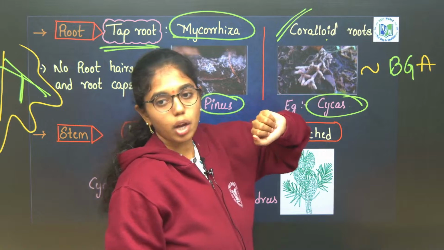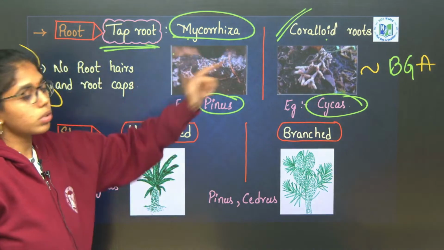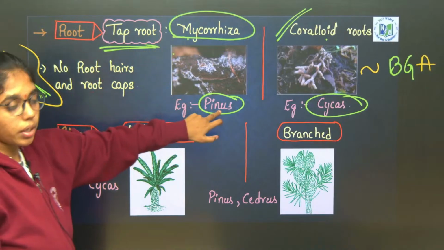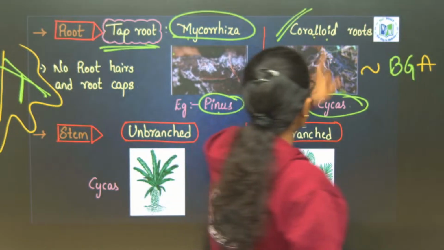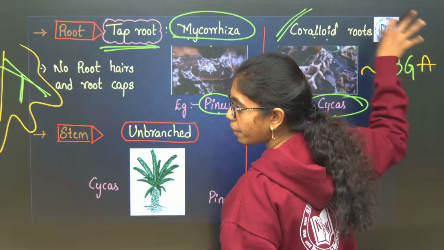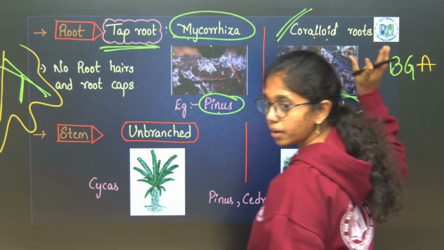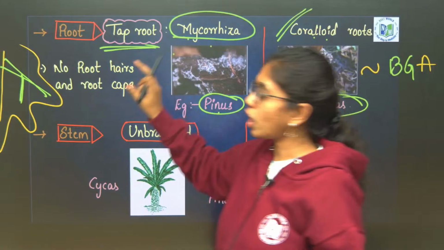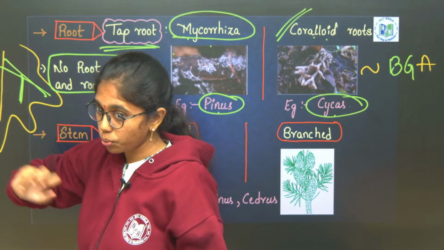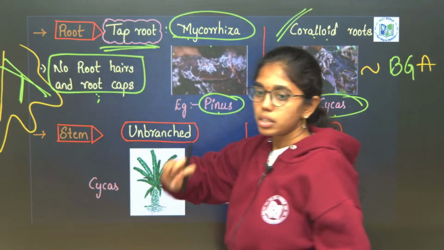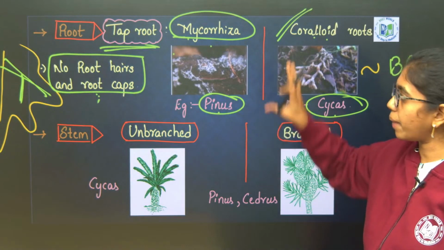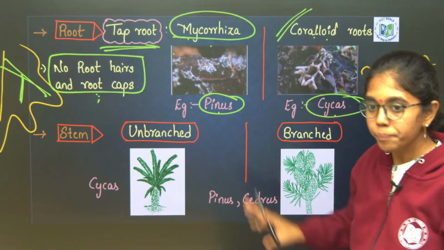This is coralloid roots. Mycorrhizal roots and coralloid roots, is that clear? Mycorrhizal roots are observed in Pinus, coralloid roots in Cycas. This is the symbiotic association with fungi, and this is the symbiotic association with blue-green algae. One peculiar feature in the roots is, usually in the taproot system you can see root hairs and root caps, but here there is no significant appearance of root hairs and root caps. Clear, beta?